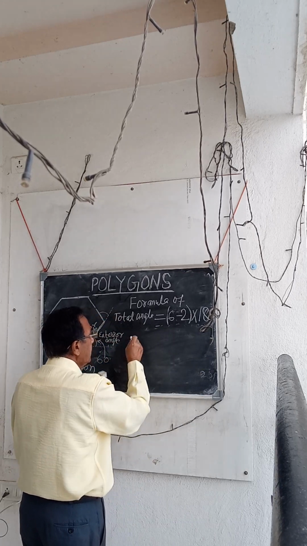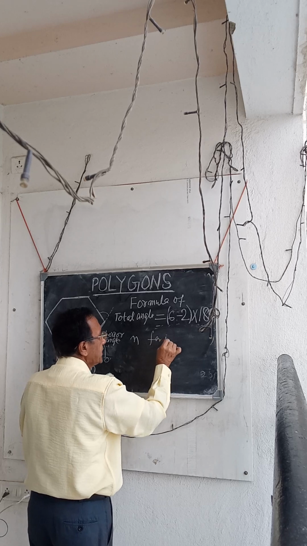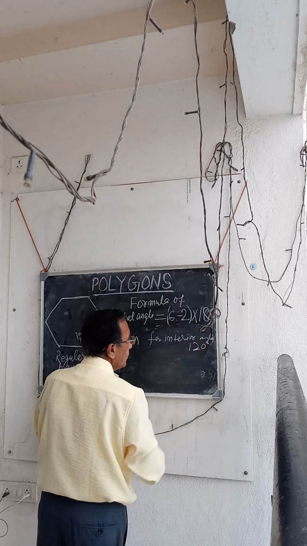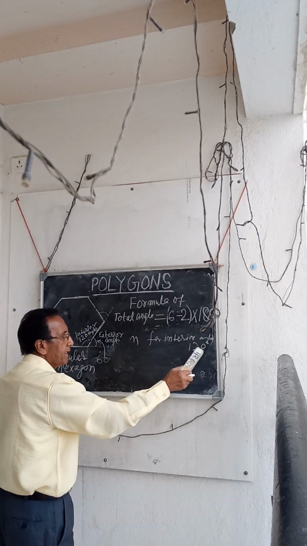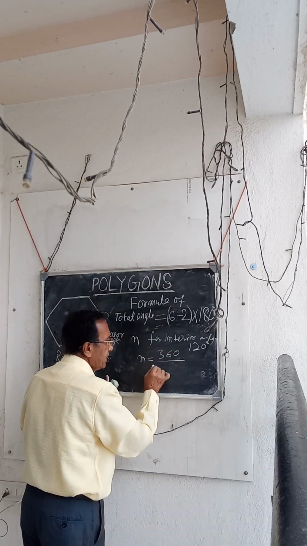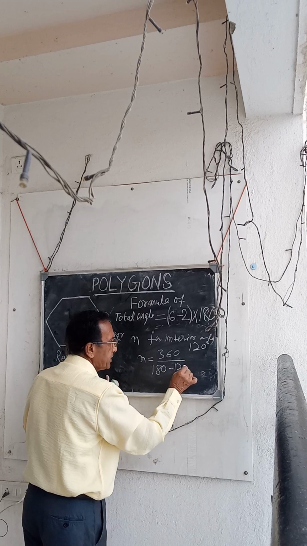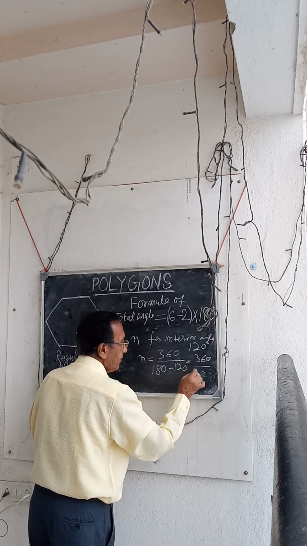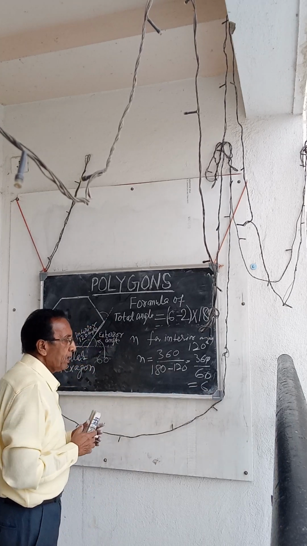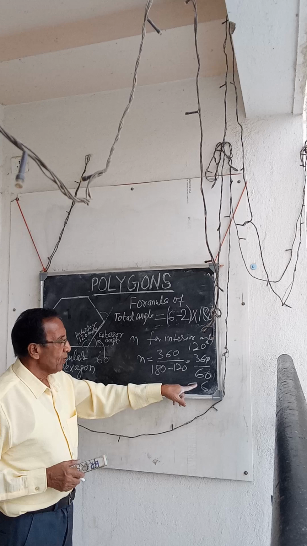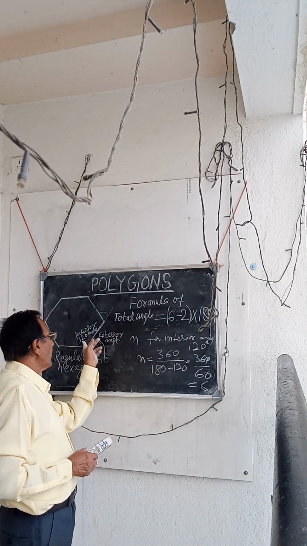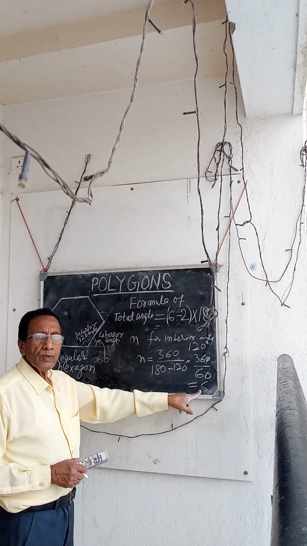Now suppose we want the number of sides n for an interior angle of 120 degrees. So n is equal to 360 divided by 180 minus 120. 360 divided by 60 degrees is equal to 6. 6 means the geometrical shape will be a hexagon, a regular hexagon. When the interior angle is 120 degrees, the number of sides will be 6.